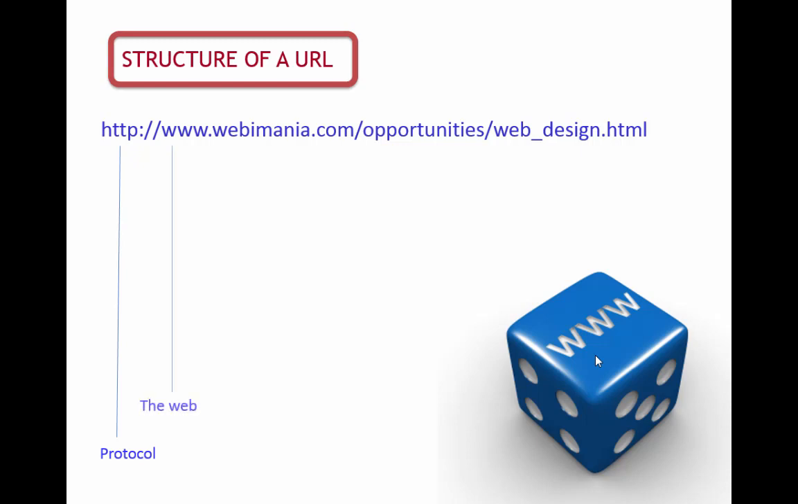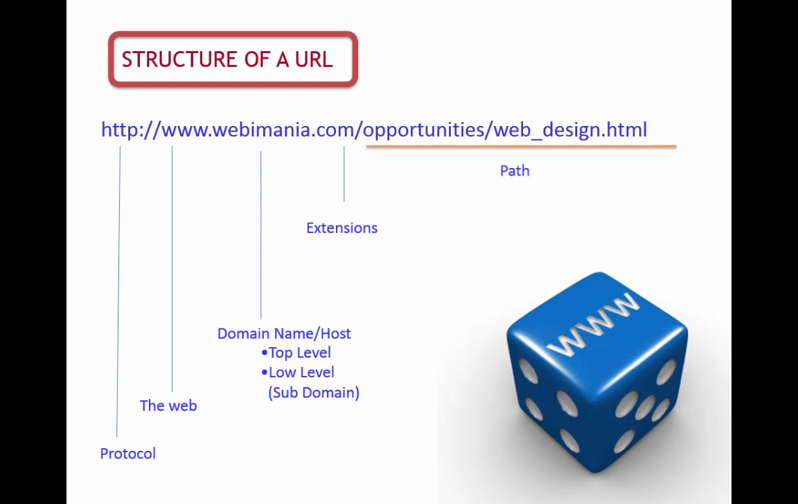And then the next part is the domain name, which is www.webimania.com. The www stands for World Wide Web. Then the domain name, the name of the host, is Webimania, while the .com is the extension. And then the other part you see, opportunities, is called the path. So in subsequent videos, we are going to look at the different types of URLs. A URL could be relative or absolute.